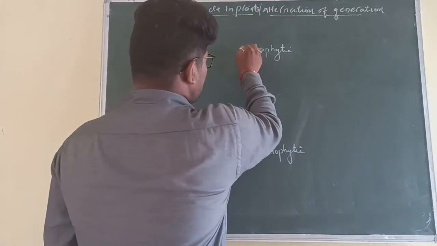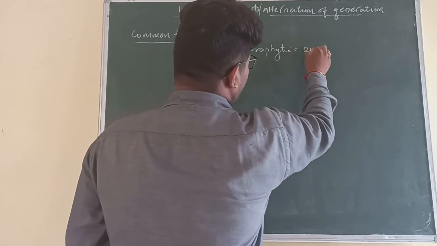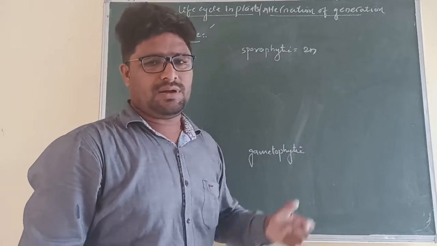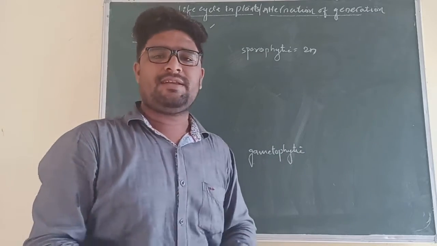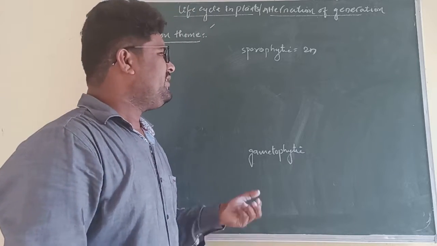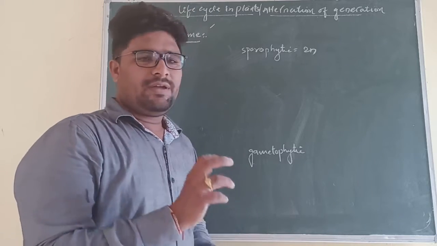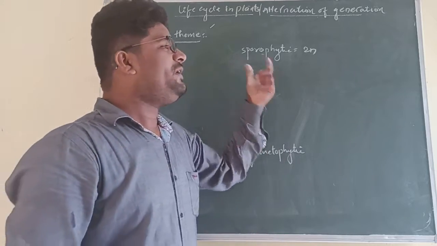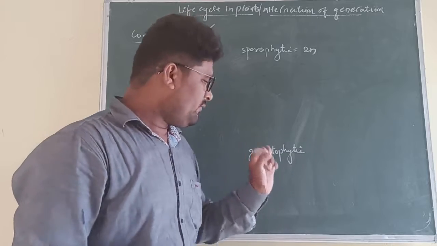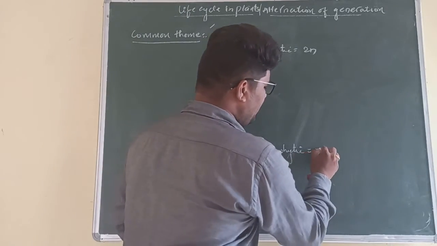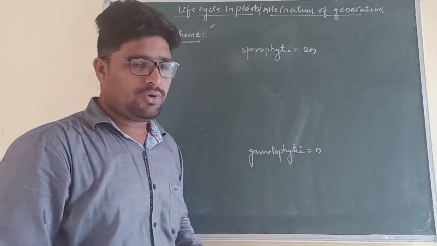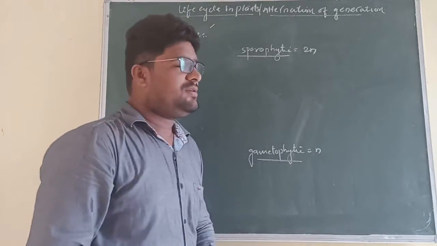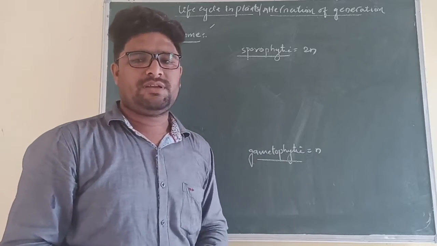So see, this sporophytic generation is always diploid. This is very important because this alternation of generation, this life cycle, is quite complicated to understand. We can't understand it easily, so carefully watch this video and carefully try to understand this. This sporophytic generation is always diploid, whereas this gametophytic generation is always haploid. Okay, so these are very important stages while studying the alternation of generation.